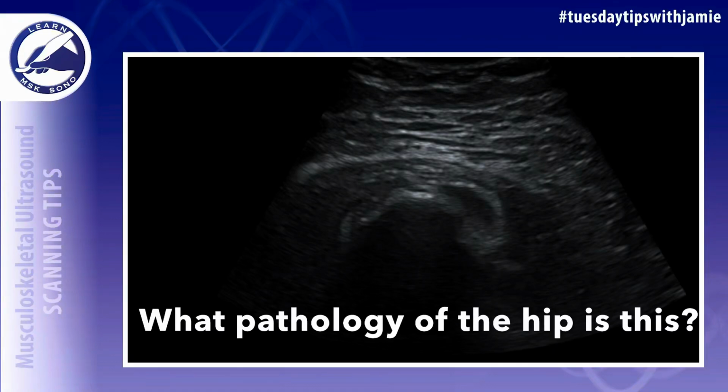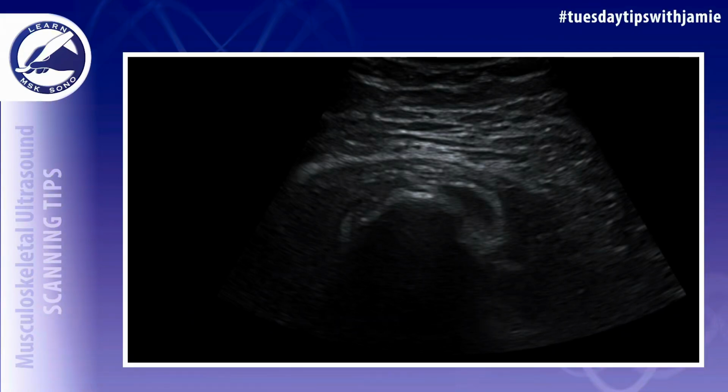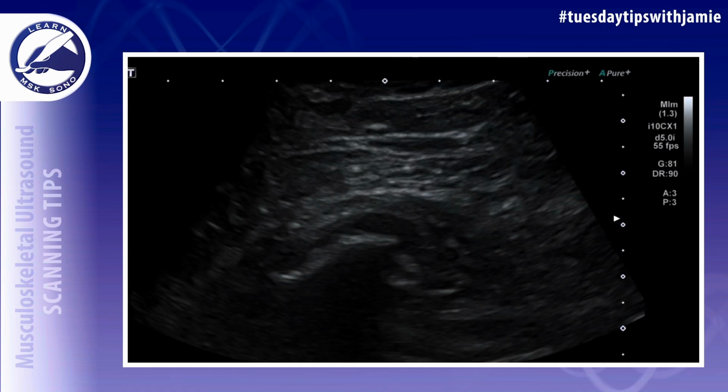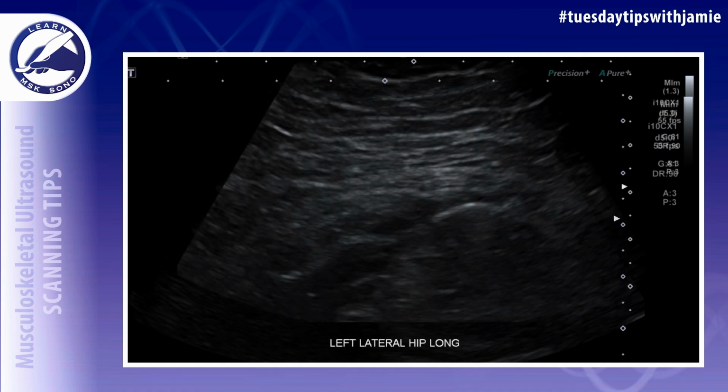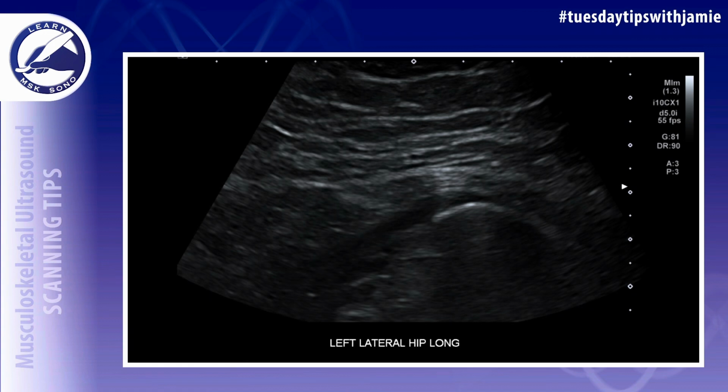What pathology do you see in this image? If you guess greater trochanteric bursitis, I understand why. This image is actually representing anisotropy of the gluteus medius tendon, which is making the tendon look falsely hypoechoic.